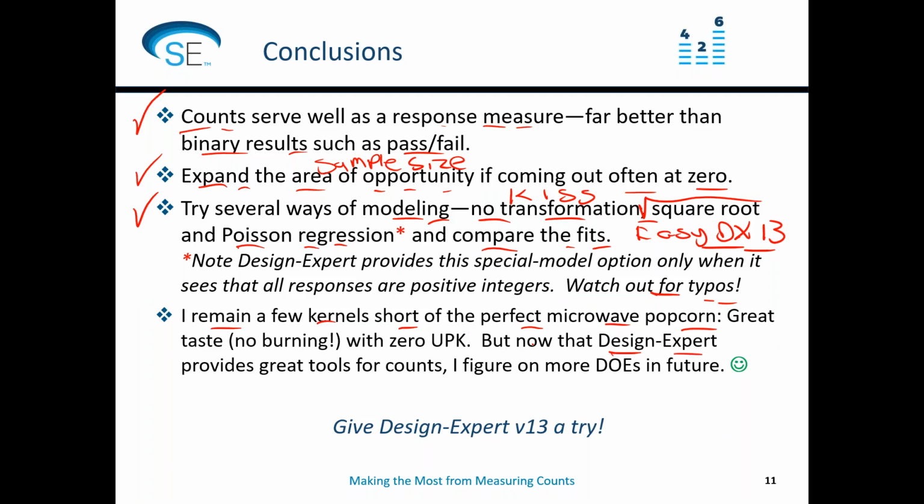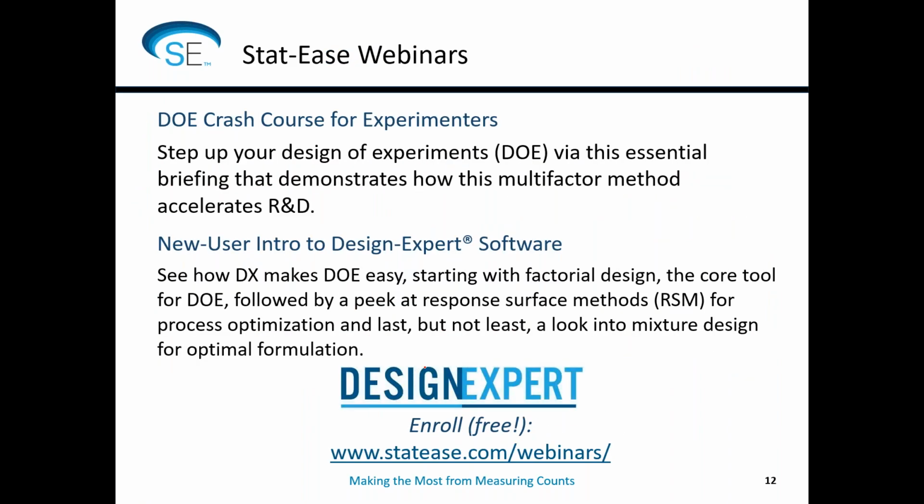Well, now that Design Expert provides these great tools for counts, I'm certain that I'm going to do more popcorn experiments. And this time around, I'm going to count the unpopped kernels. It's much more precise, and it fits a lot better using the Poisson regression. So give that a try. Give version 13 a try. I really encourage you to do that. I think you're going to like it.